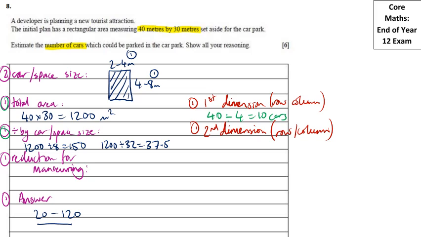But again, at the start, you needed to show the car or the space size. You needed to take into account room for manoeuvring, and the answer had to be somewhere between 20 and 120 cars.